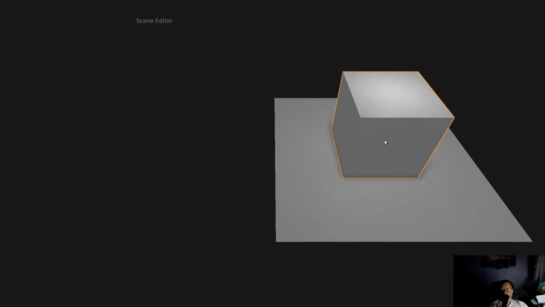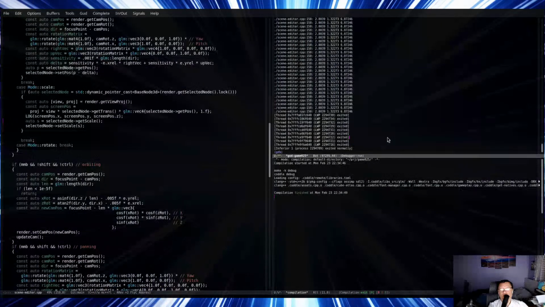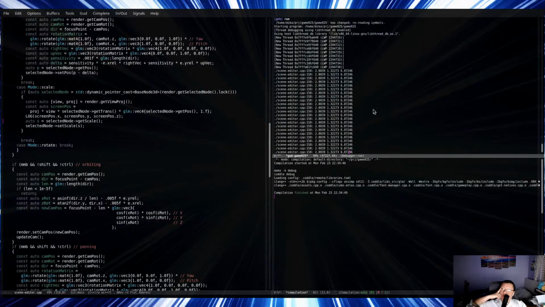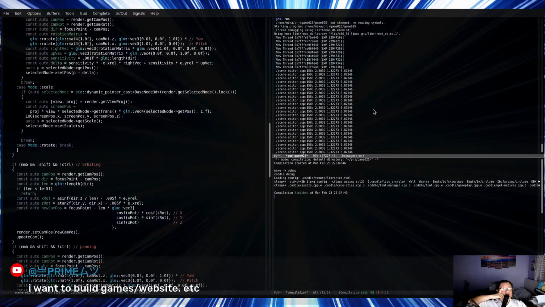So move it here. Okay, so not sure if it's right values.